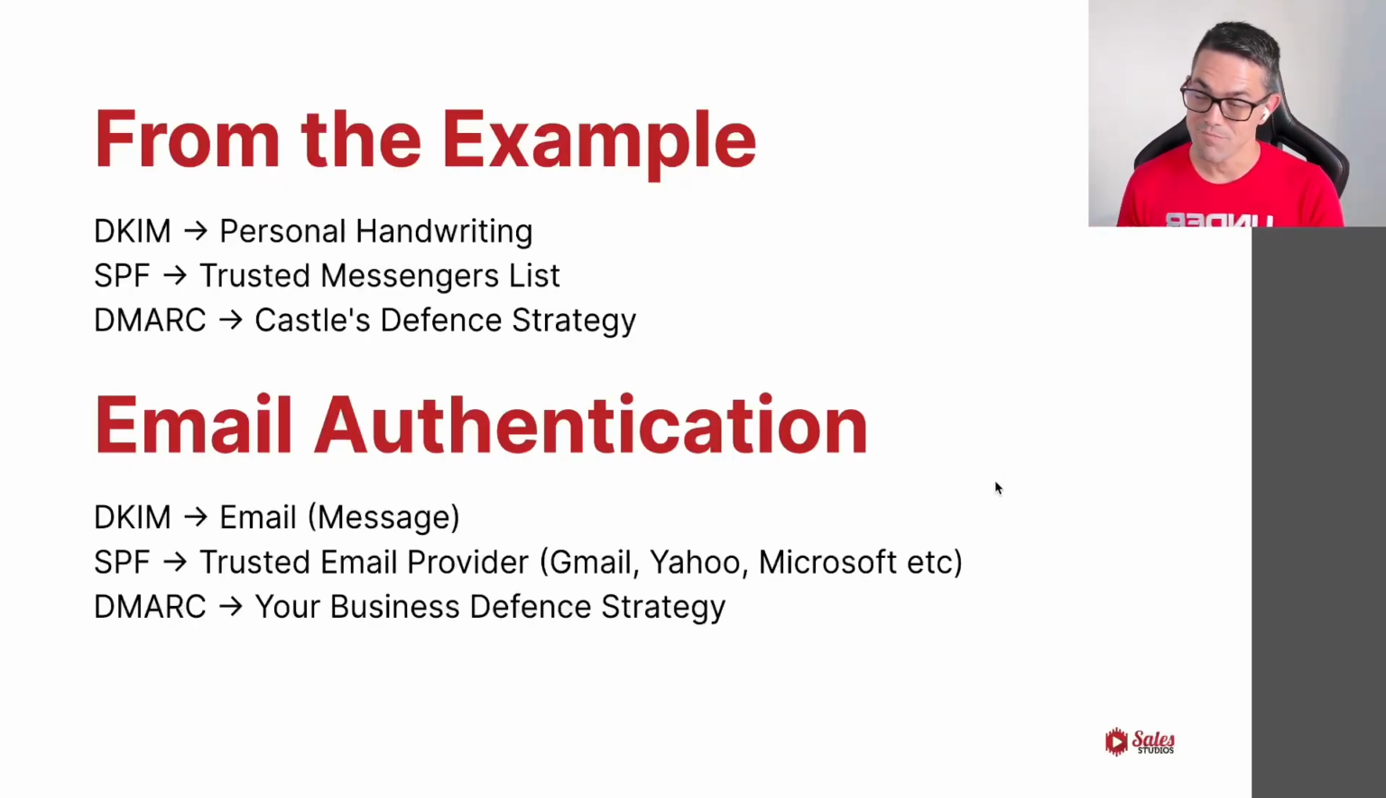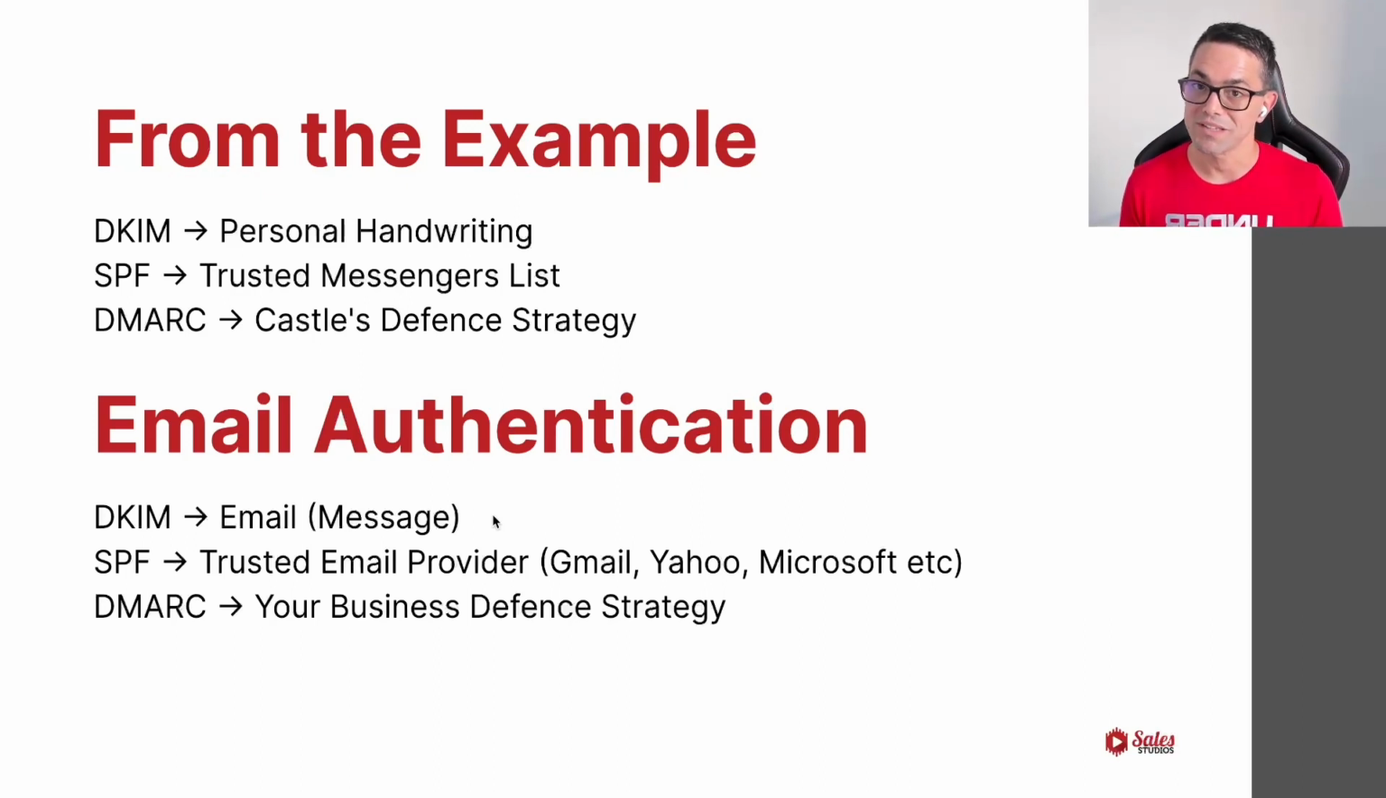From the example I showed you, DKIM, the personal handwritten letter, would be the actual email, the message itself. Once you send the email and you've got DKIM set up correctly, guess what? If anybody opens the email before it arrives, or tries to change that email, DKIM will be in place and we're going to know if the email arrives with a different authentication certificate and so on.